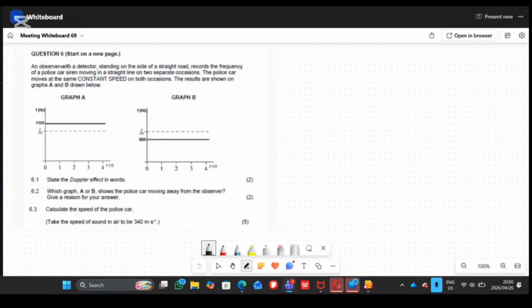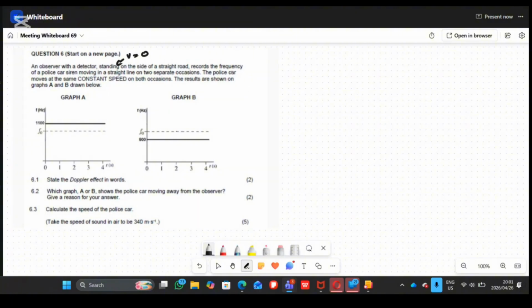Okay, let's read the statement together. An observer with a detector standing on the side of a straight road is standing. So if I'm standing, my velocity will be equal to 0. And then records the frequency of the police car siren, moving in a straight line on two separate occasions. They're just saying on two separate scenarios.